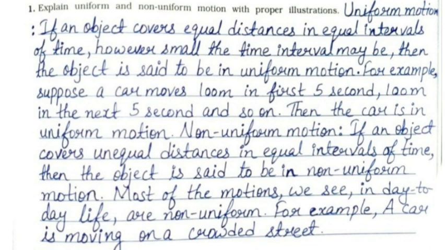For example, suppose a car moves 100 meter in first 5 second, 100 meter in the next 5 second and so on, then the car is in uniform motion. Non-uniform motion: If an object covers unequal distances in equal intervals of time, then the object is said to be in non-uniform motion. Most of the motions we see in day to day life are non-uniform motions. For example, a car is moving on a crowded street.